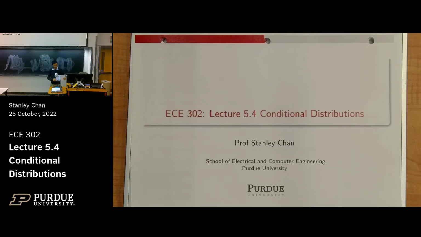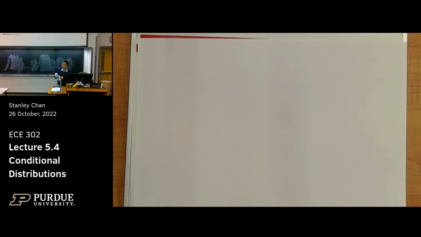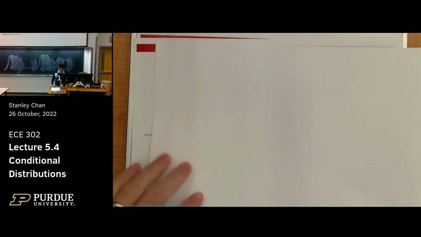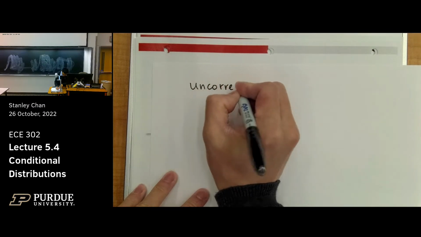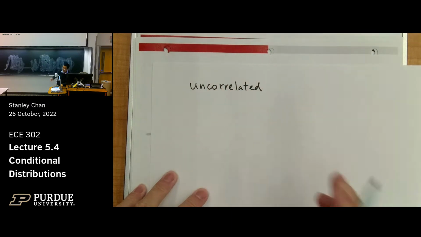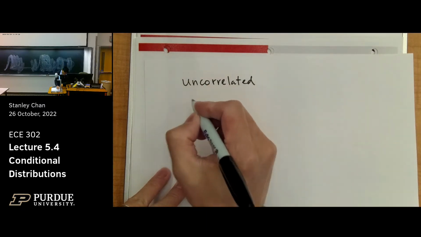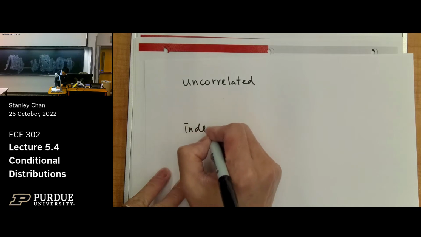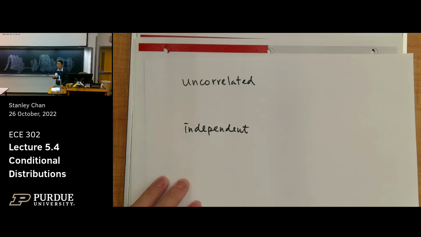Okay, so let's go to the material. Now, clearly I wasn't very awake last time, and so I said something wrong. So I want to make a correction. And the correction is the following. There are 2 concepts. One is called uncorrelated. Okay, of course, I'm talking about 2 random variables. And then the other concept is called independent. They are 2 different concepts.